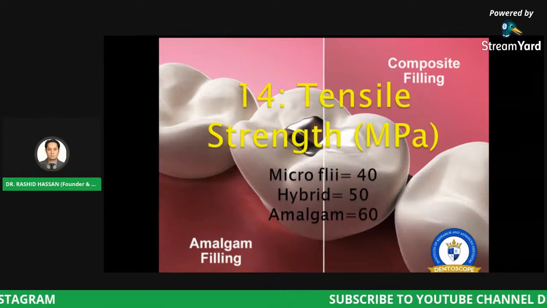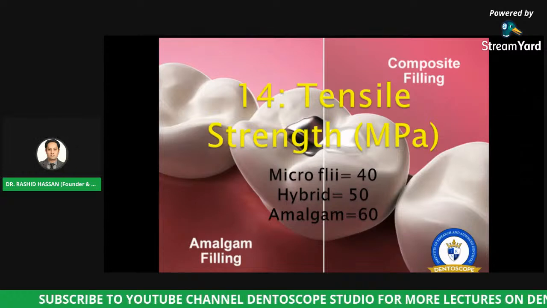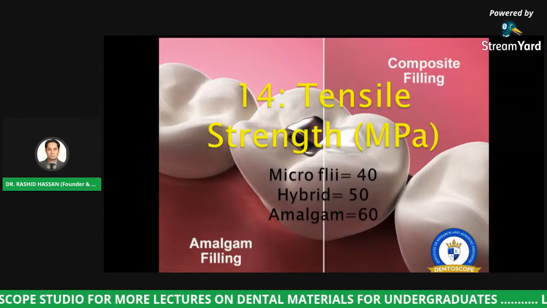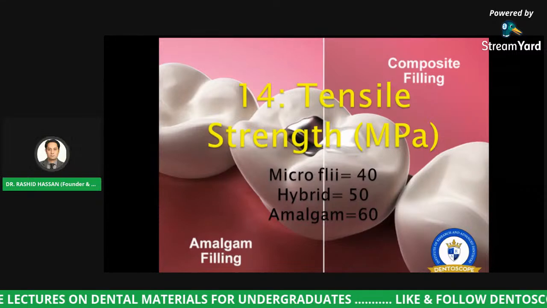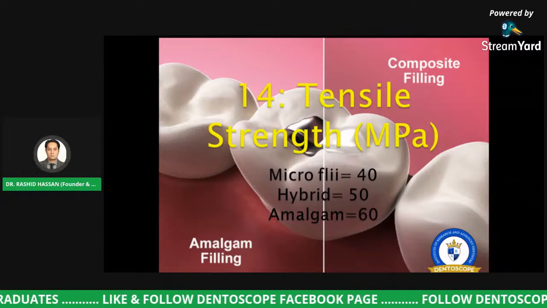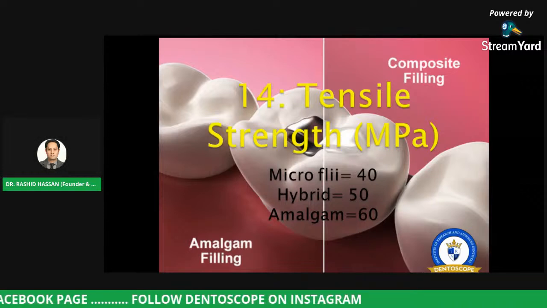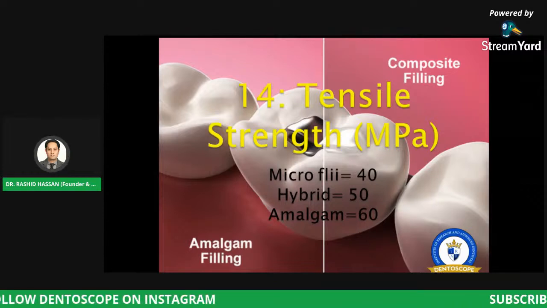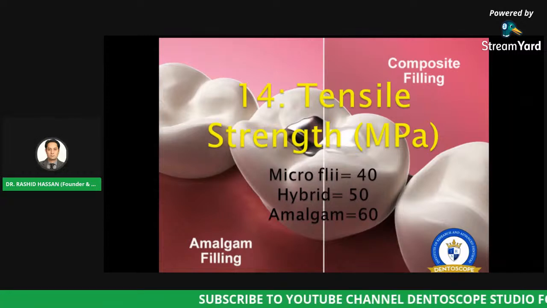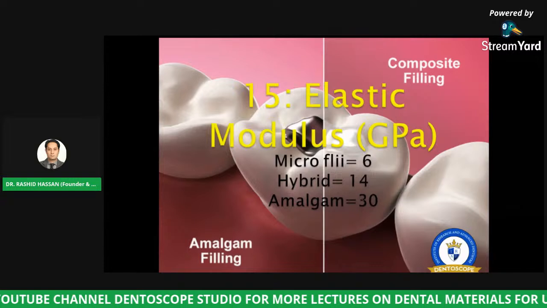Well, now let's talk about the tensile strength. The tensile strength of dental amalgam is not that good, but still it is much better than the tensile strength of the composite. Both types of composite, microfilled and hybrid, have tensile strength values of 40 and 50 megapascals, and dental amalgam is even better, although not very good as per the standards of dental amalgam, but still much better than dental composite, around 60 megapascals.